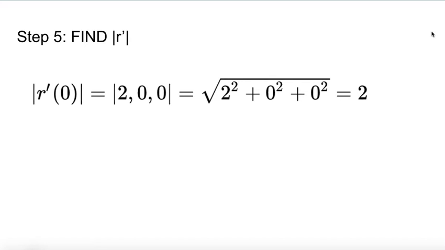Now, in order to find the denominator, we want to find the magnitude of r prime. The magnitude of r prime of 0 is the magnitude of the vector (2, 0, 0). In other words, square root of 2 squared plus 0 squared plus 0 squared, which is equal to 2.